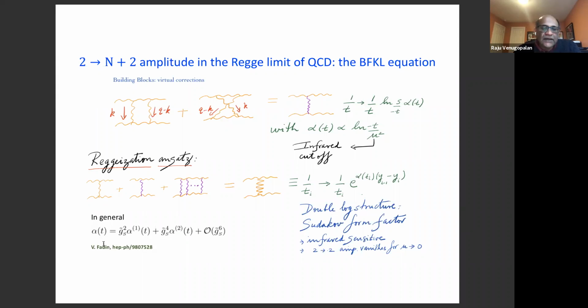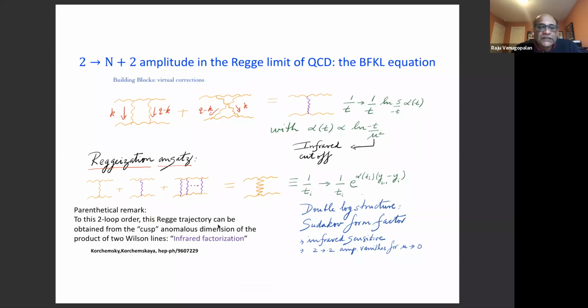There's a paper by Fadin from 1998 where he shows that you can actually compute this Regge trajectory alpha of t, which is this log, up to order alpha_s squared, 2 loops. And it's conjectured that this may break down at higher orders. So this is a very active point of discussion in the literature, about whether Reggeization can be shown to be valid to high orders, or at least formulated in such a way that it can be extended.